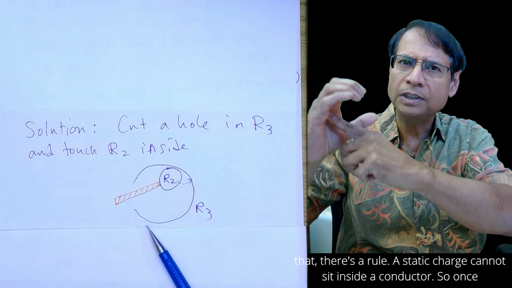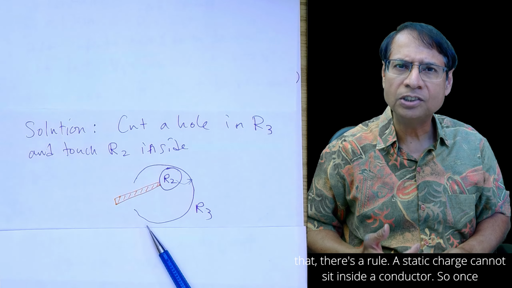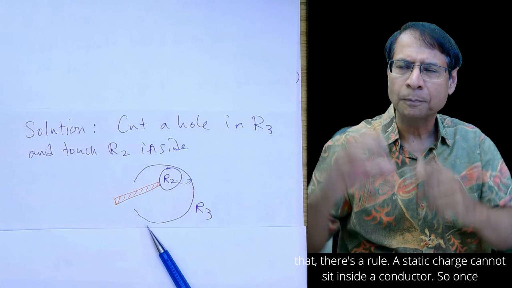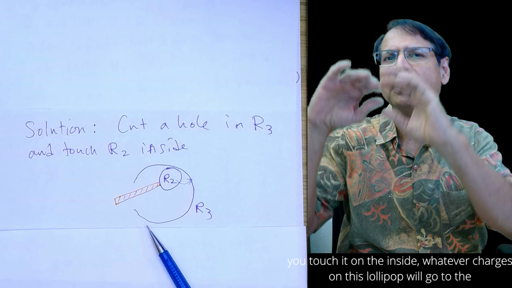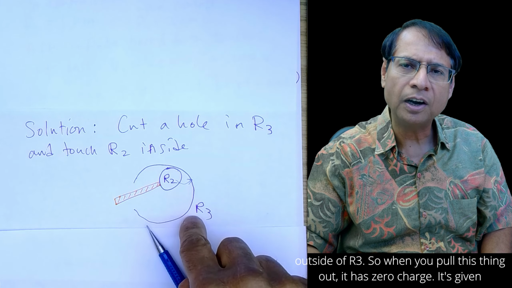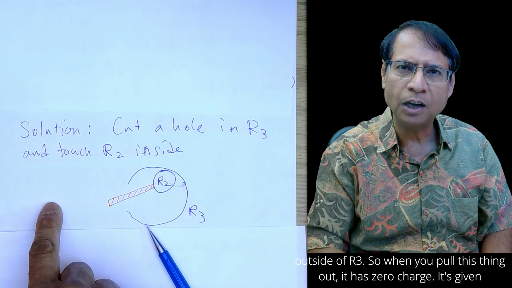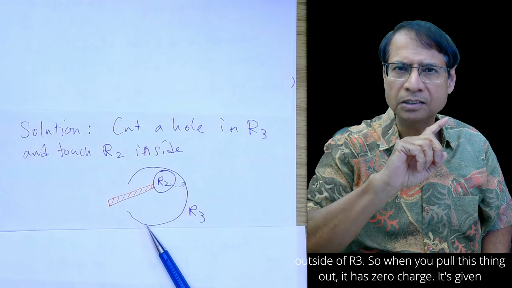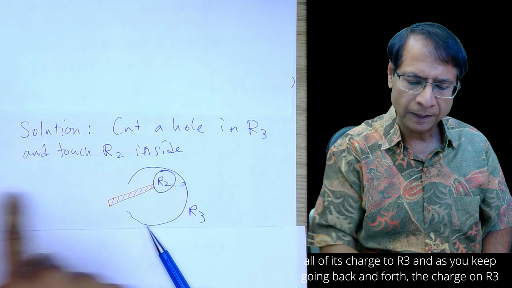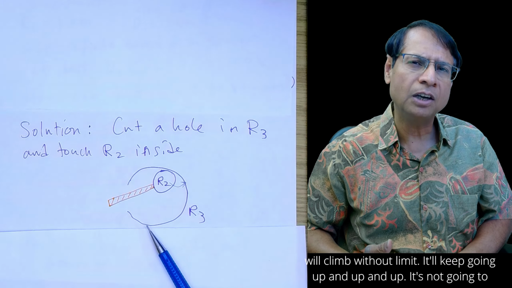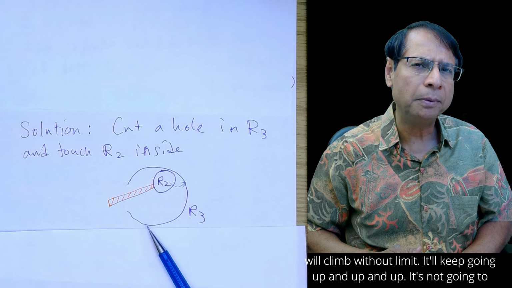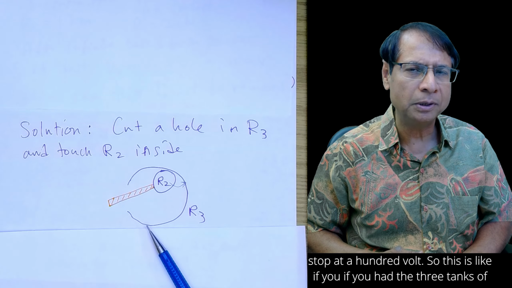As soon as you do that, there's a rule. A static charge cannot sit inside a conductor. So once you touch it on the inside, whatever charge was on this lollipop will go to the outside of R3. So when you pull this thing out, it has 0 charge. It's given all of its charge to R3. And as you keep going back and forth, the charge on R3 will climb without limit. It'll keep going up and up and up. It's not going to stop at 100 volt.